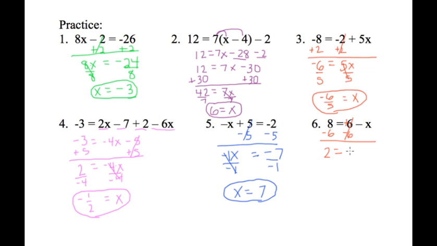That's gone. Negative x. We've got to get rid of that negative sign here. Think of it again as a negative 1 times x. So to undo timesing by negative 1, I divide both sides by negative 1. X equals 2 divided by negative 1 is negative 2.